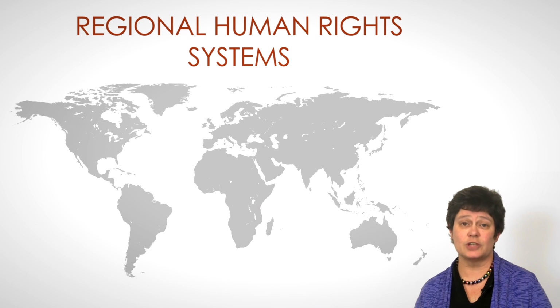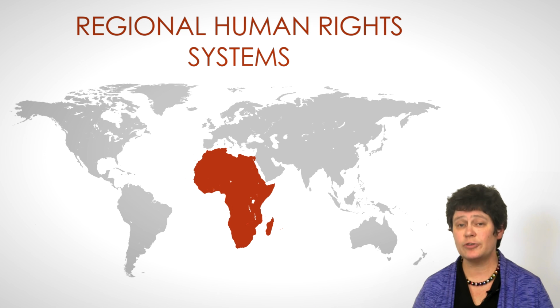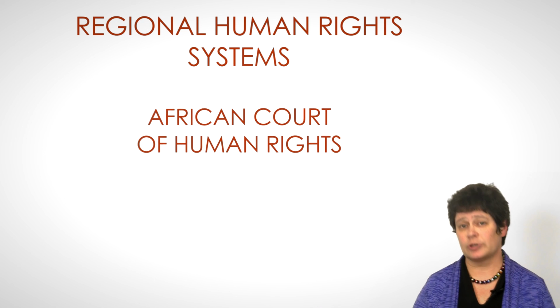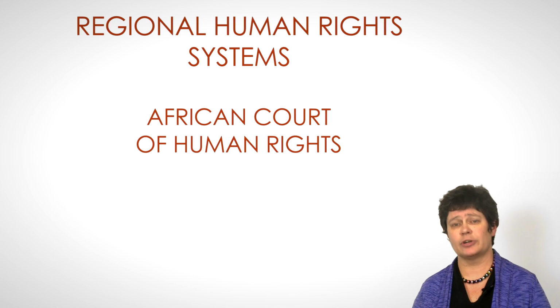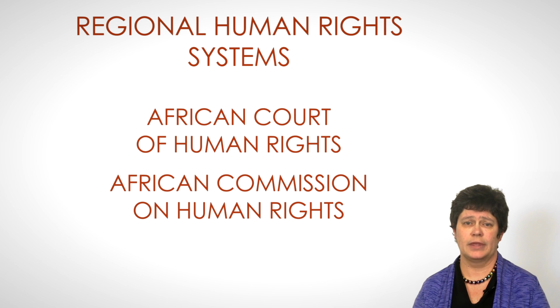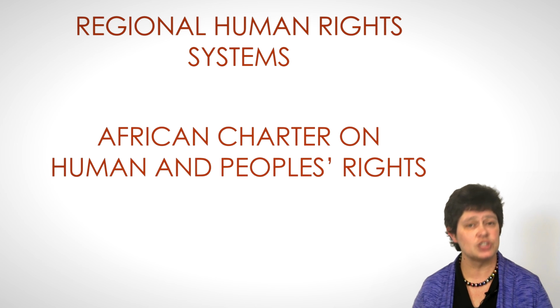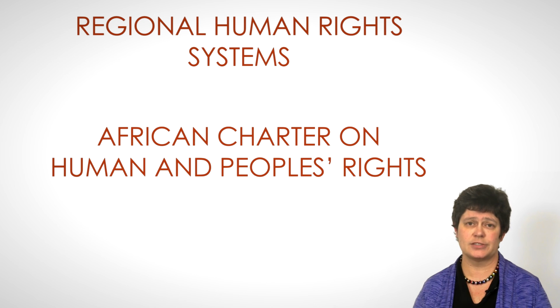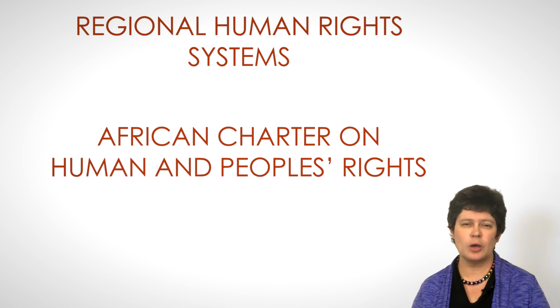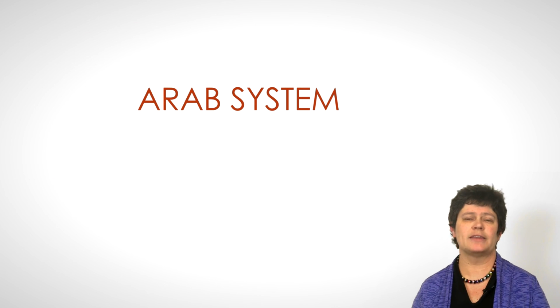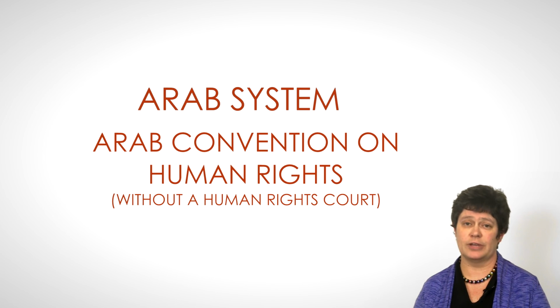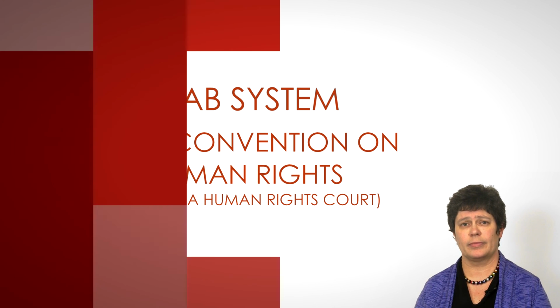Under the Organisation of African Unity, there is an African human rights system with an African Court of Human Rights and an African Commission on Human Rights. The key instrument is the African Charter on Human and Peoples' Rights. There is also a burgeoning Arab system developed by the Arab League with an Arab Convention on Human Rights.